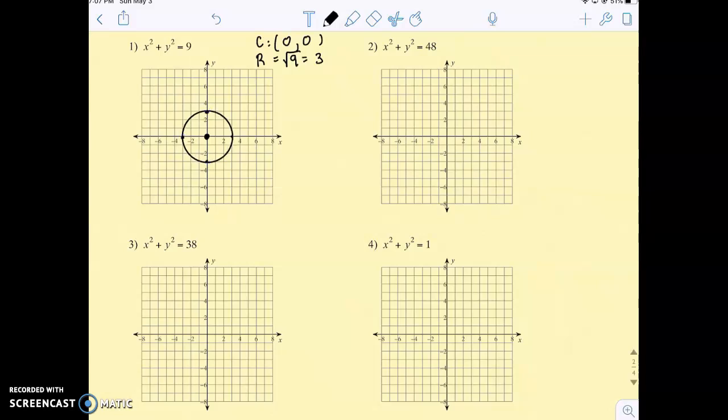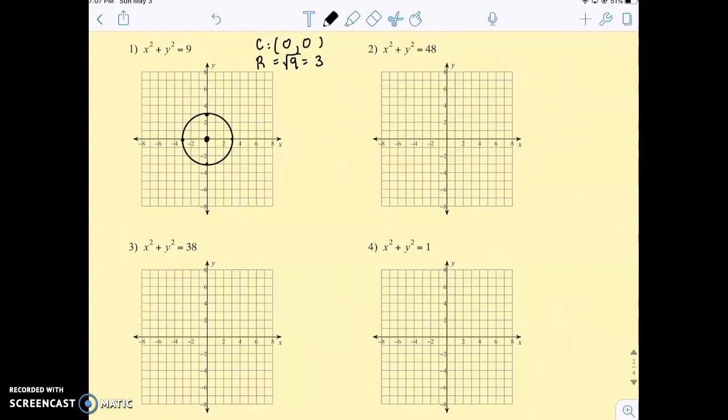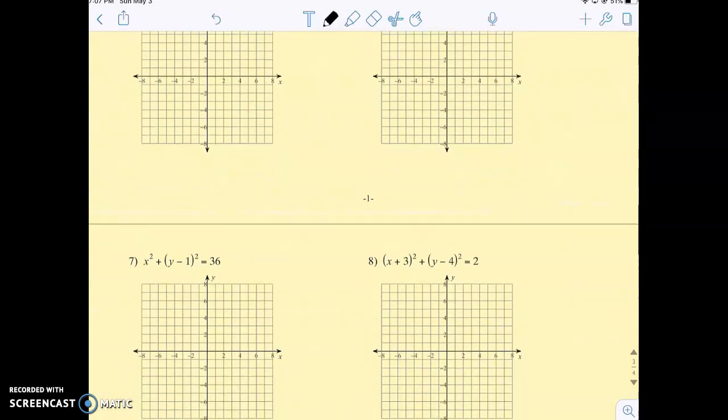So if you look at problems 1, 2, 3, and 4, they're all going to work about the same way. Since there is not a value in parentheses with the x or the y, we're just going to have to worry about the radius. Thank you, Miss Meyer. You're welcome. Glad I can help.